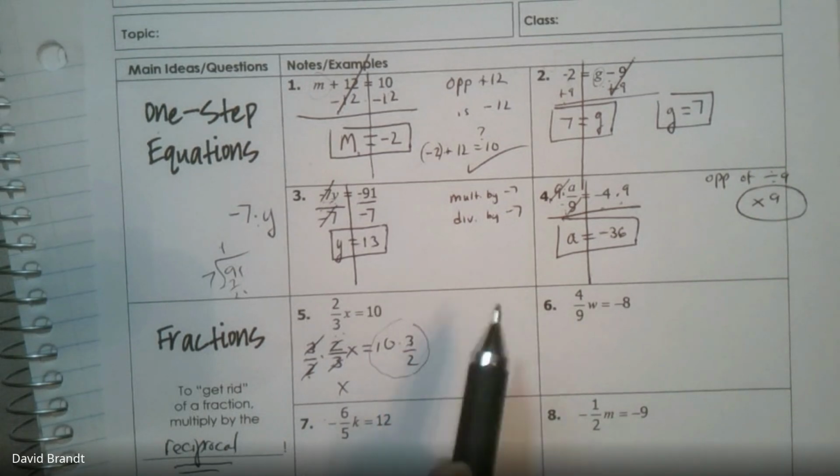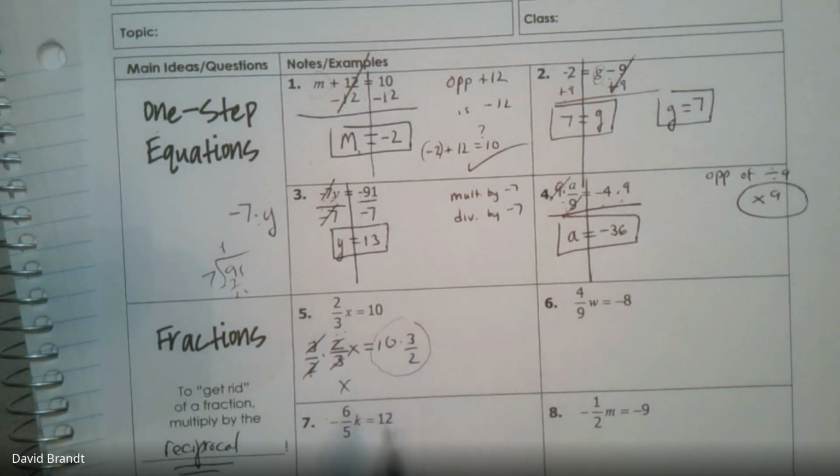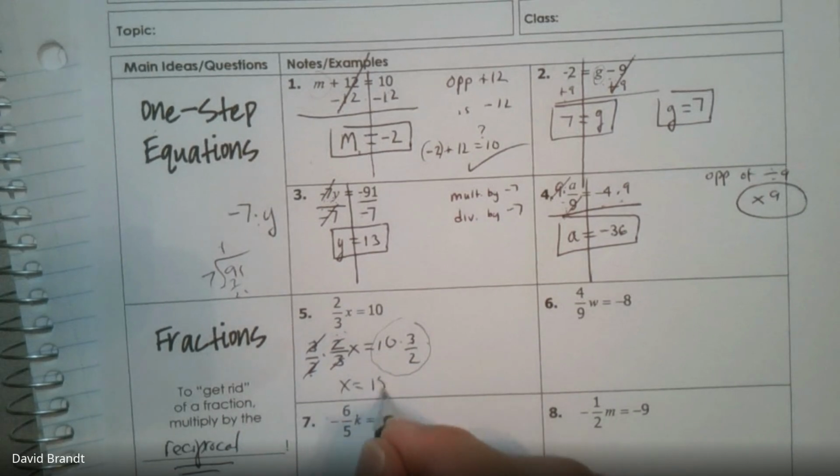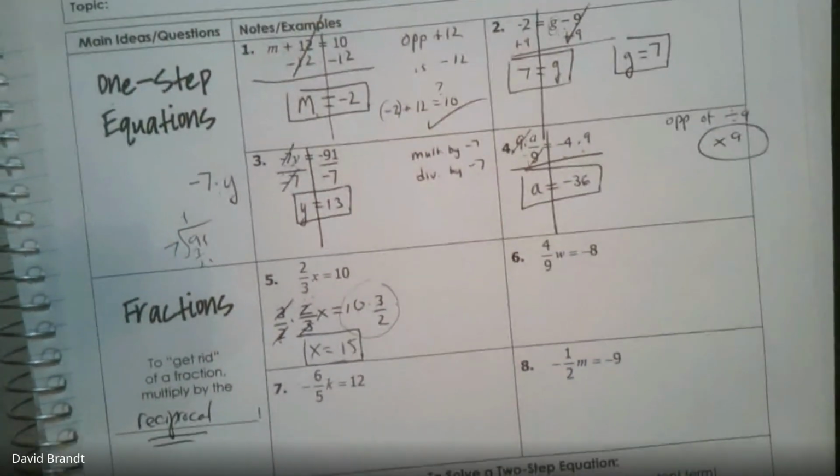Now, you can use your calculator. 10 times 3/2. Well, the easy way to do that is divide 2 into 10. That's 5. And then 5 times 3 is 15. But you can type that on the calculator. That's fine. X equals 15. All right. Let's do another fraction.